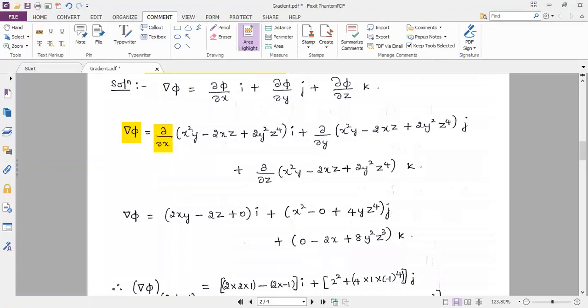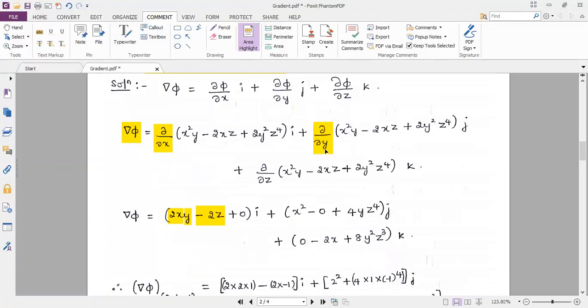So with respect to x, y is a constant. Writing down y as it is. Differentiation of x square is 2x. The next term, 2z, minus 2z is a constant. Writing as it is. Differentiation of x is 1. Plus 2y square z power 4 is the entire term constant with respect to x partially. So differentiation of a constant is 0, into i, plus second term is partial differentiation with respect to y.